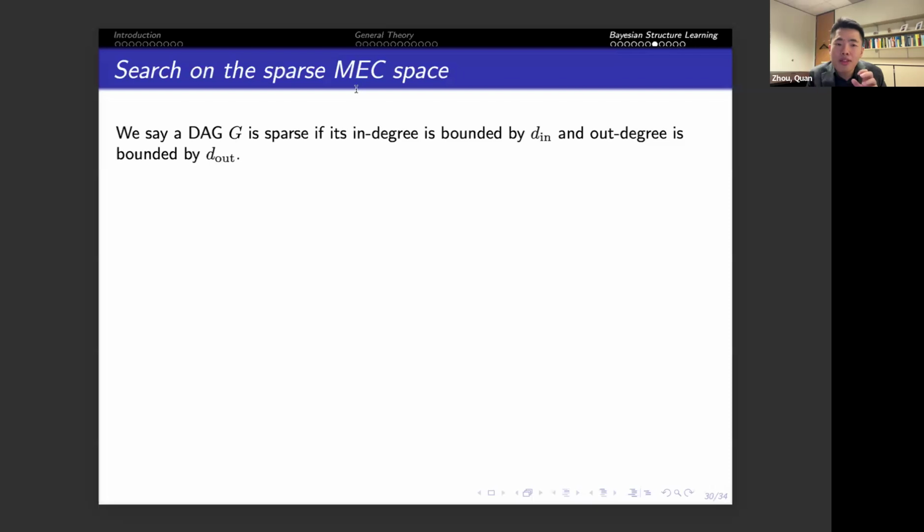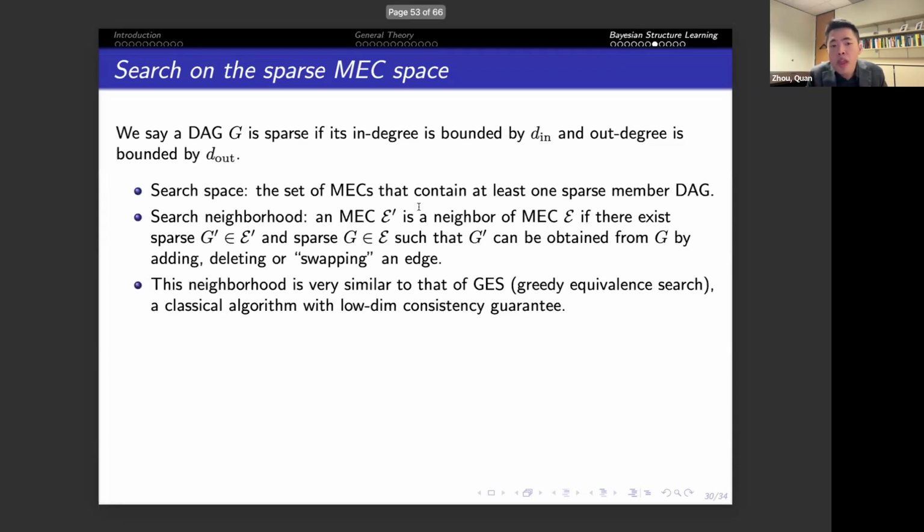Eventually we decided to work with this search space, which we call the sparse Markov equivalence class space. We say a DAG G is sparse if I can bound both its in degree and its out degree. Then we define our search space to be the collection of all the Markov equivalence classes that contain at least one sparse member DAG. For the search neighborhood, it is defined in the following way. We allow the sampler to move from one sparse MEC to another sparse MEC, as long as for the first MEC there is a DAG G, and for the second MEC there is a DAG G prime, such that G prime can be obtained from G by adding, deleting, or swapping an edge. This is how we construct the search neighborhood.